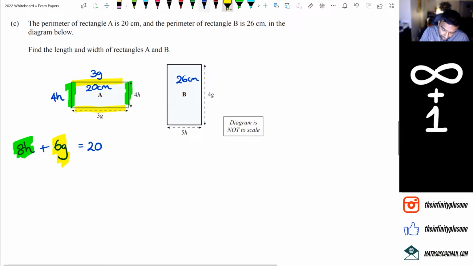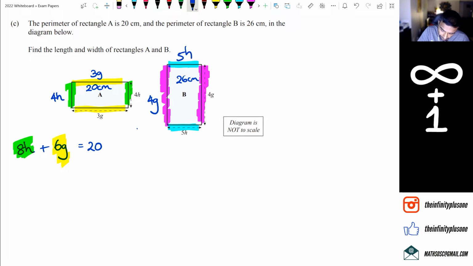All right, so that's for the first rectangle. The second rectangle, we've got 5H, which means the top is going to be 5H. And we've got 4G for the right-hand side, which means the left-hand side is also going to be 4G. So our second rectangle here is going to be 8G plus 10H equals 26. So just to reiterate, the 8G is the purple part and the blue part is the 10H, which is 5H plus 5H. All right, so we've got 2 equations here.